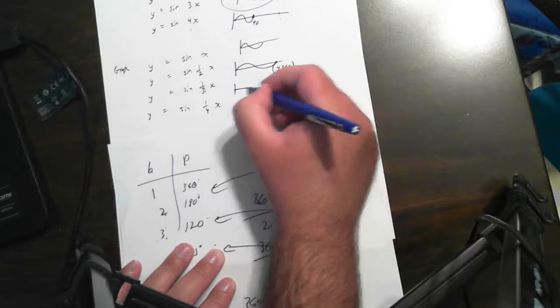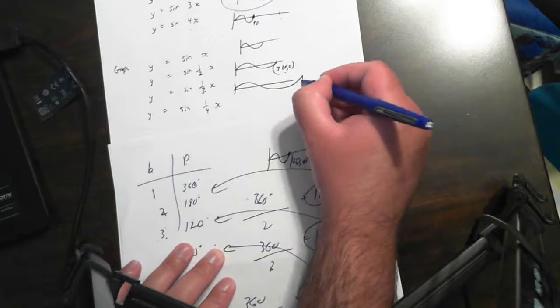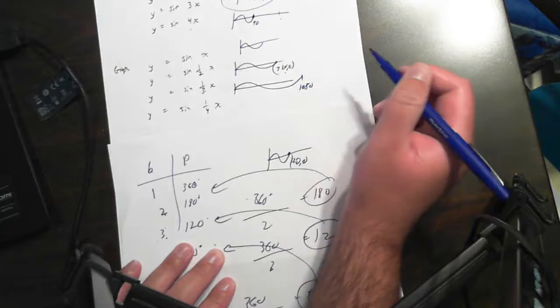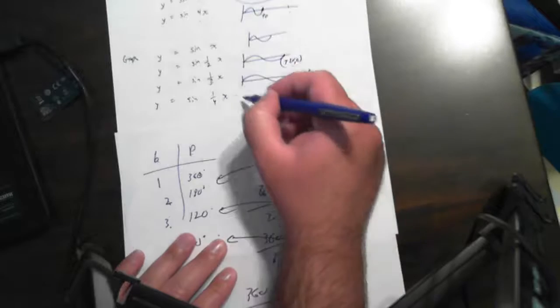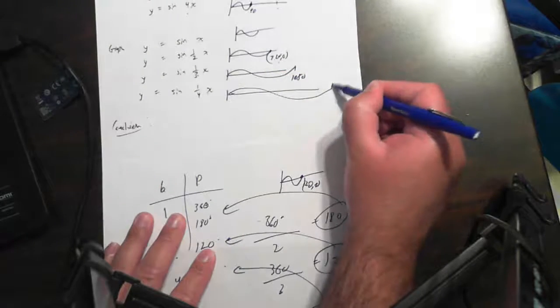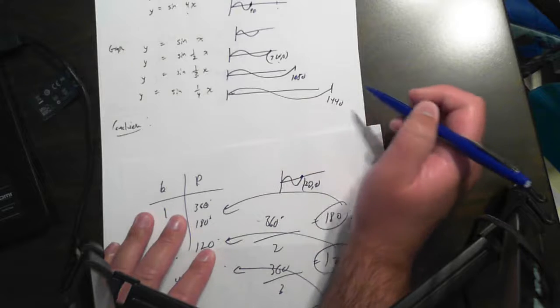For sine 1/3 x, my period actually comes out to be 1080. And for sine 1/4 x, it's even longer. It actually comes out to be 1440.